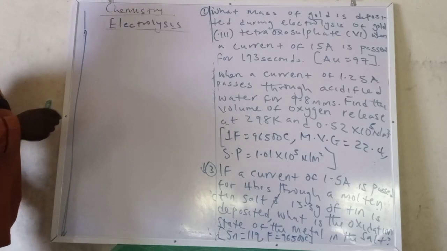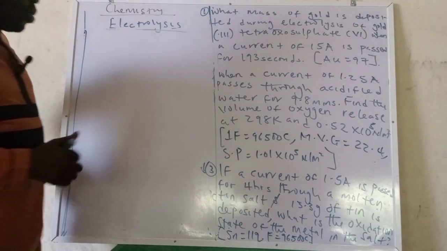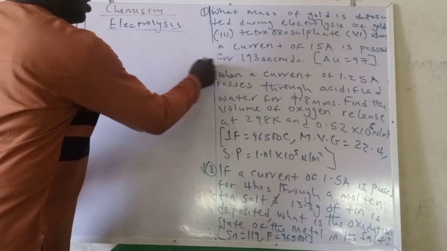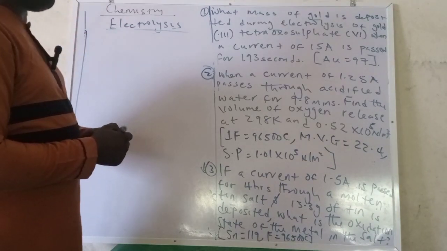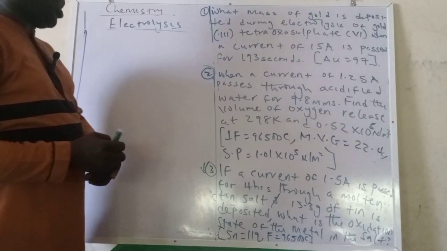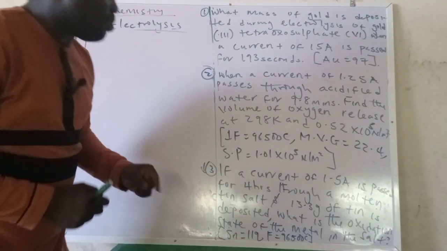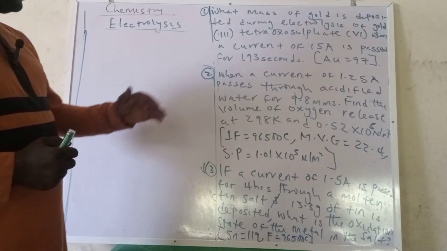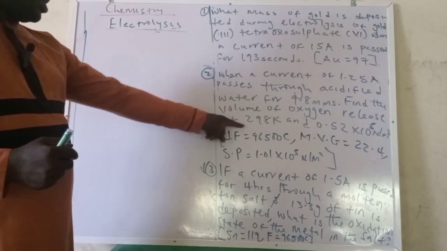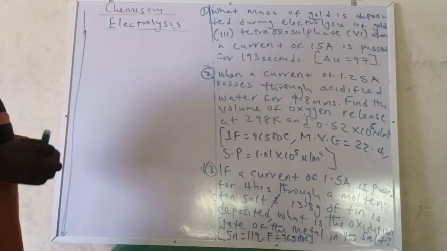Okay, students, we continue. We're done with question 1. Question 2 is such a standard question. It says when a current of 1.25 ampere passes through acidified water for 9.8 minutes, find the volume of oxygen released at this and this. And then we are given some parameters there.